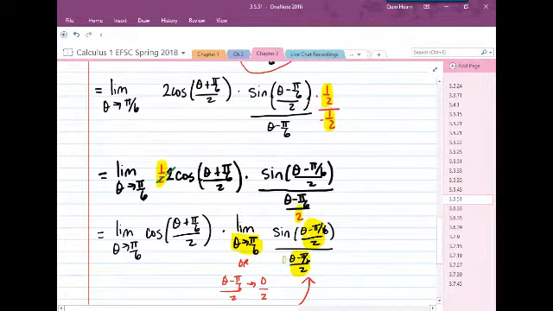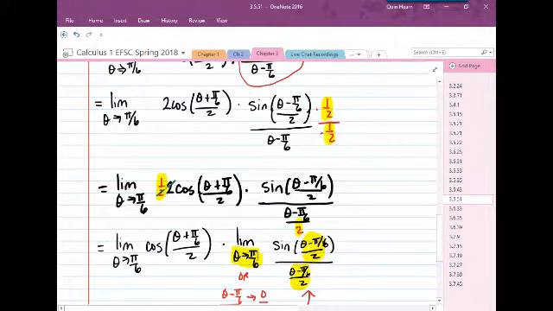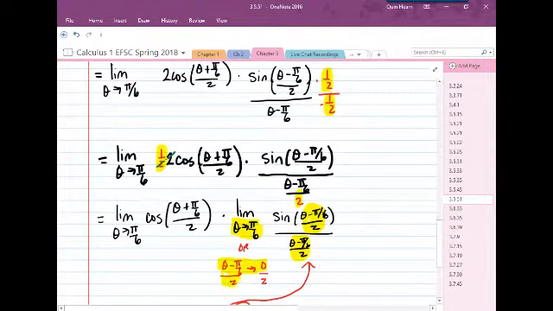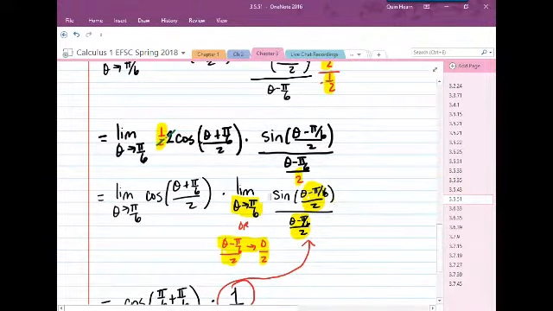All right, so I know that if theta is approaching pi over 6, that means theta minus pi over 6 is approaching 0. But if I divide both of those expressions by 2, that means that theta minus pi over 6 over 2 is approaching 0 over 2, or just 0. So really, this is the situation that I wanted to imitate.